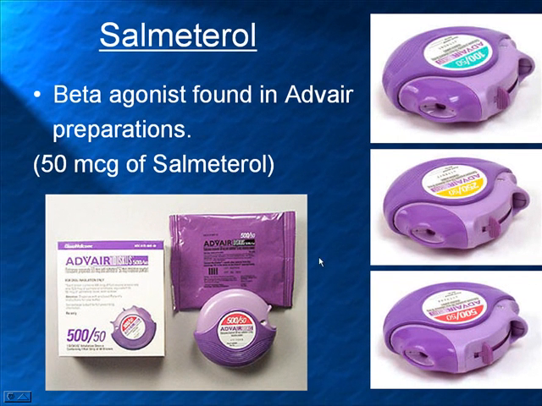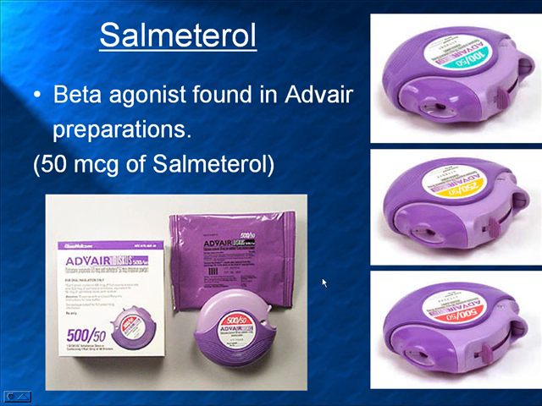Because Advair contains Salmeterol, again, you would only give this twice a day, every 12 hours as far as its frequency. If you were to give Advair on an increased basis, it can be dangerous because of the strong beta agonist activity that could occur.